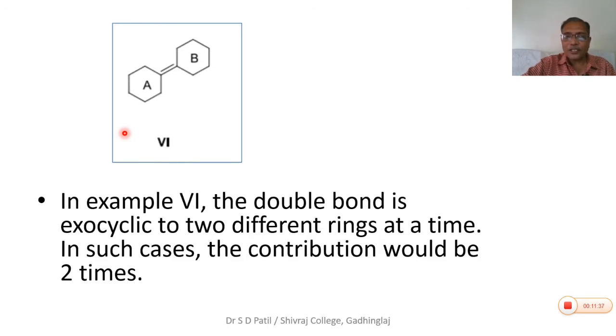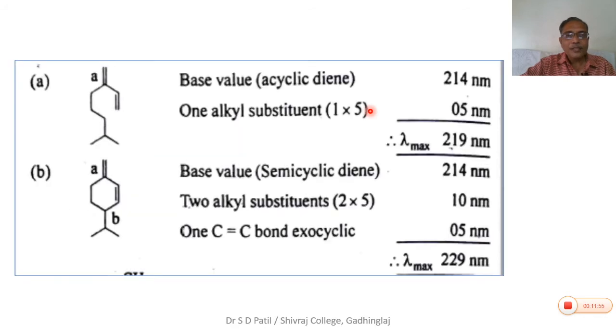So exocyclic double bonds are having one carbon common with the ring and the other is exocyclic to the structure. So in this example number 6, the double bond is exocyclic to two different rings. The double bond is exocyclic to ring A as well as to ring B at the same time. In such cases, the contribution is considered 2 times. Now let us have some calculation, some simple examples in this session.